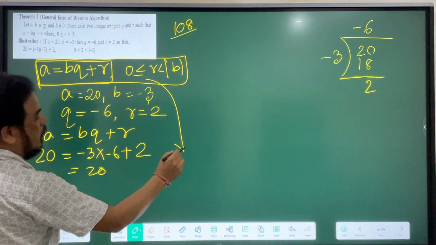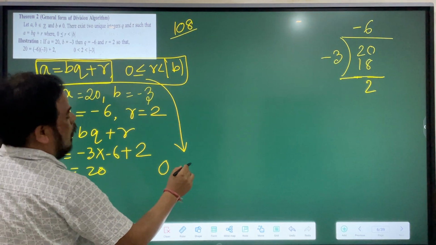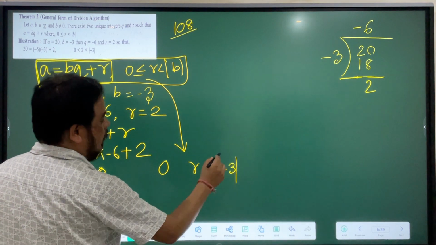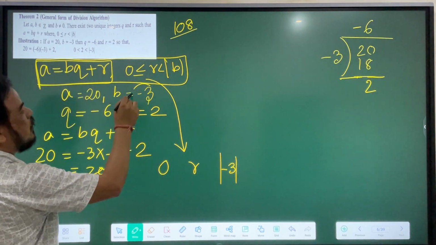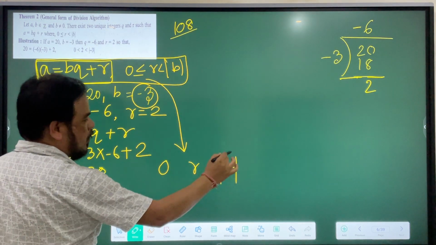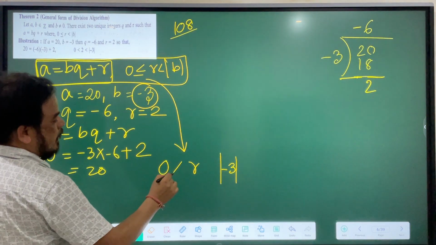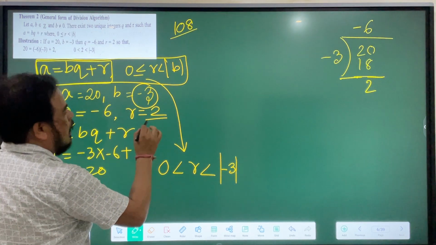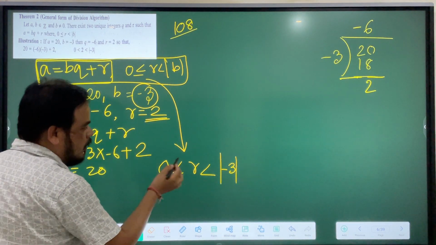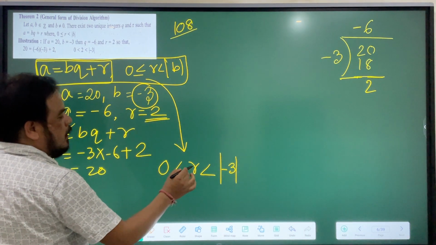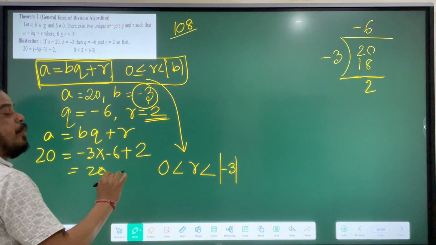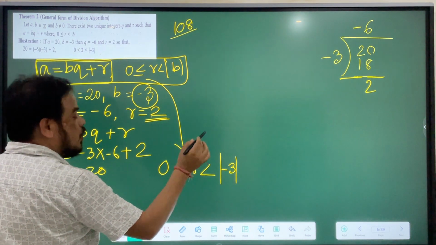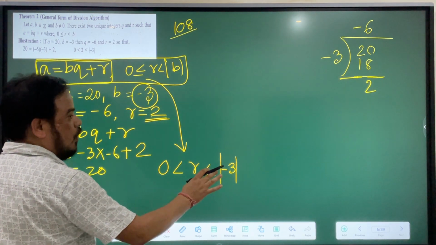Let us write this condition: 0 ≤ R < |B|. In place of B we have got minus 3, so the mode is there. So what do we have? R is 2, which is greater than 0. R is smaller than |B|. What is R? R is 2, that is smaller than 3. Mode of minus 3 is 3 only.